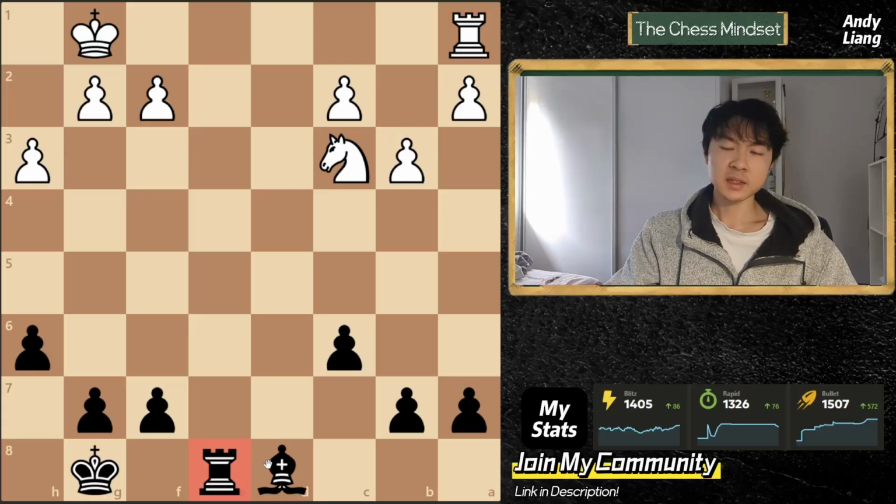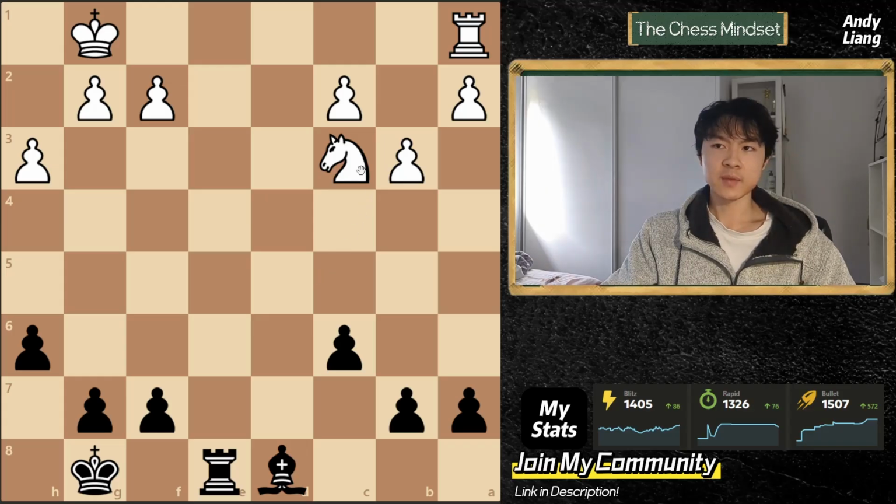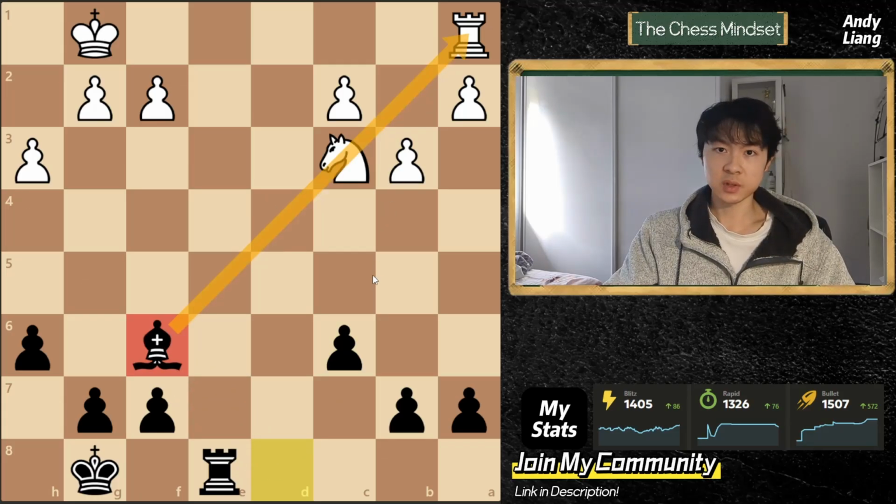So at first glance, it seems that the material is even, right? We both have a rook and a minor piece. But what you want to notice is that this knight and this rook are on the same diagonal, which means that there could be some sort of pin tactic involved. Now, the move here is bishop to f6, and this will actually win you material on the spot and you're going to win the game. And the reason this works is because we notice that the rook is undefended.